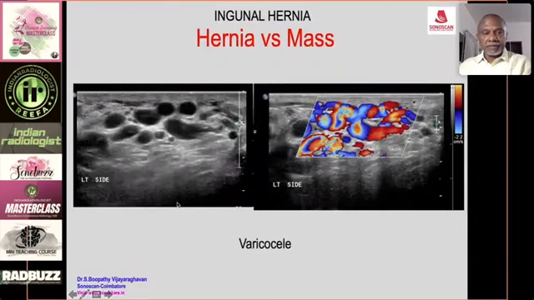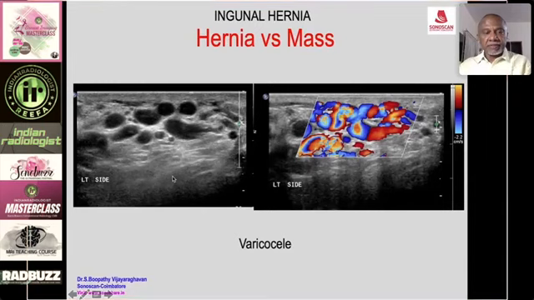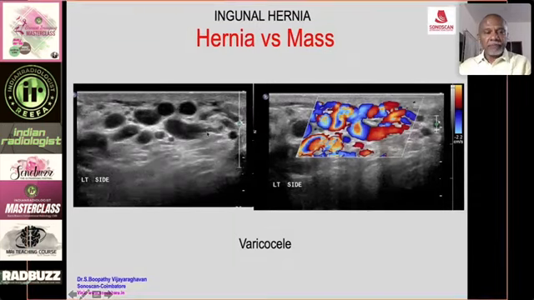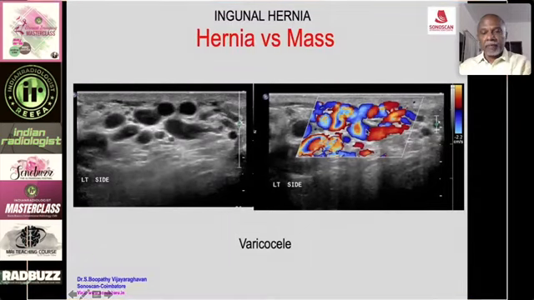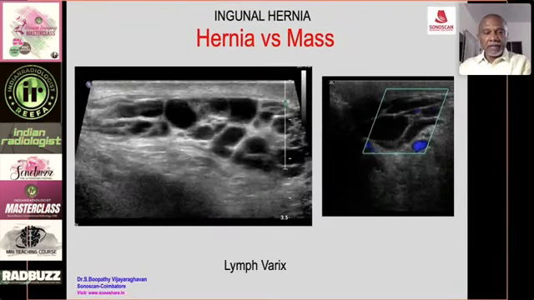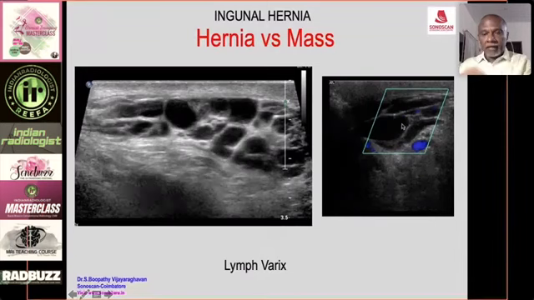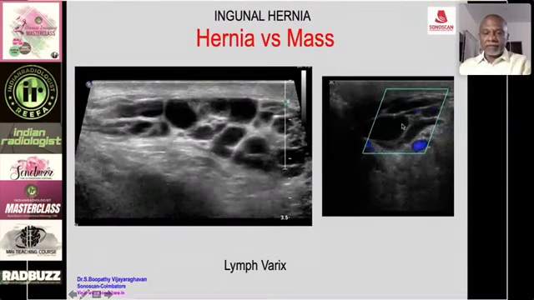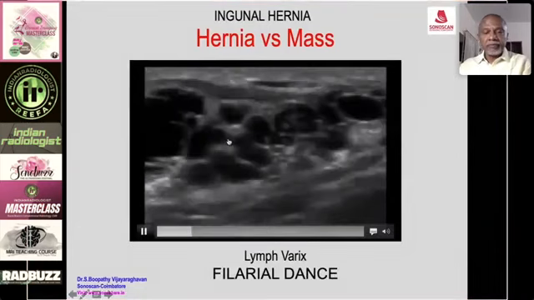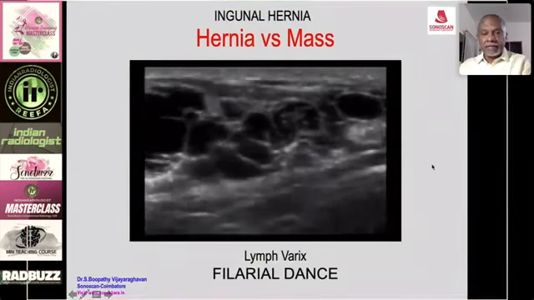Another differential diagnosis is varicocele, a common differential diagnosis where you get dilated veins, cremasteric veins in the spermatic cord and in the scrotum, and with color Doppler you will get reflux of flow in these veins, confirming that it is a varicocele. Differential diagnosis for varicocele will be a lymphatic varix, where you get a similar appearance on grayscale, but on color Doppler there will not be any flow, or there will not be any reflux of venous flow. And rarely you may get the filarial dance sign confirming that it is a lymphatic varix.